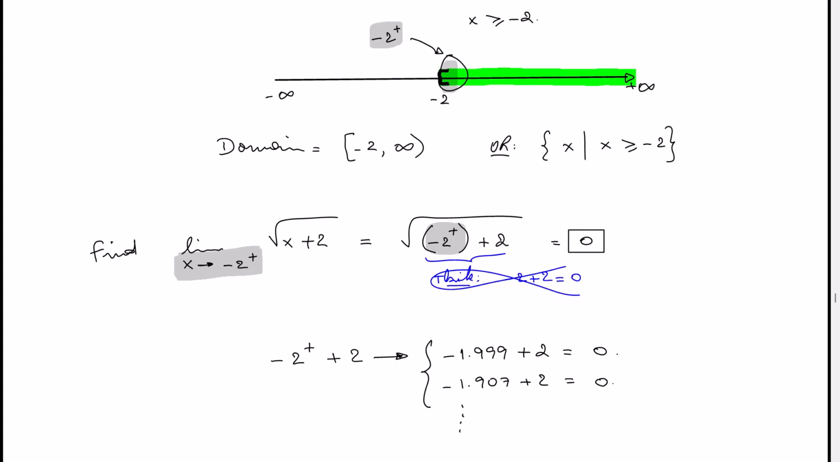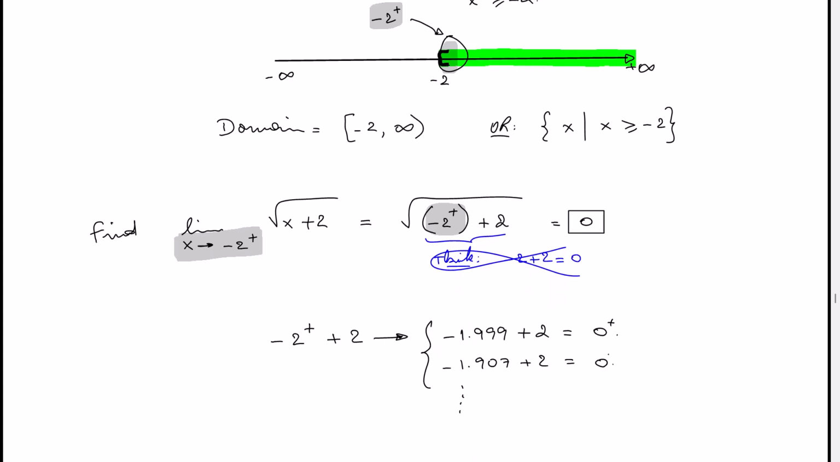but basically, the number you're plugging in is always smaller than the one you have on the side, which is 2. So the answer is always almost 0, but it's slightly more. So it's technically 0 plus, but we don't write the plus sign when we're writing the final answer. We just say simply 0.